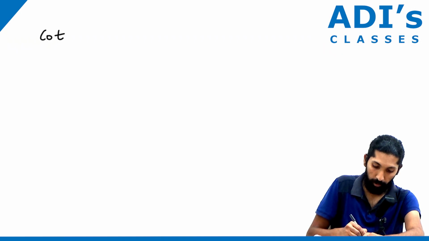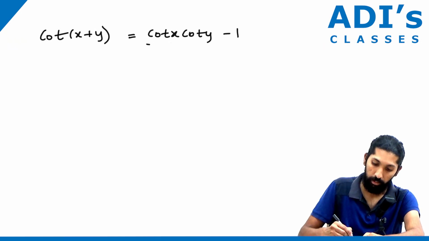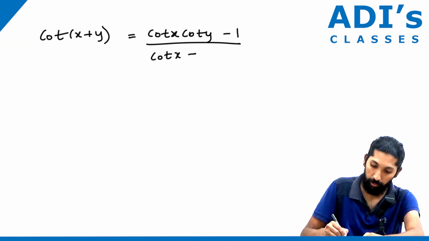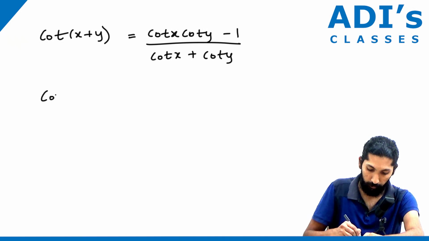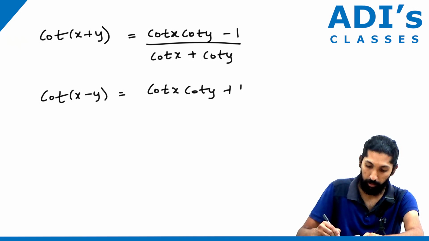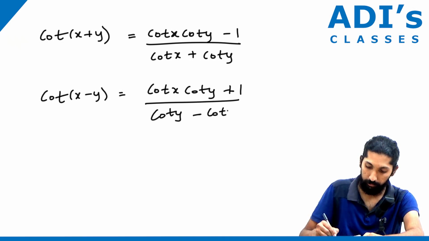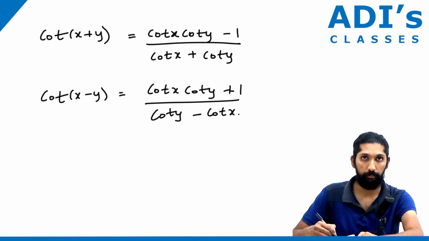All right. Now, for cot, when we have cot of x plus y, you get cot x into cot y minus 1 divided by cot x plus cot y. This is one formula. And when you have cot of x minus y, you get cot x into cot y plus 1 divided by cot y minus cot x. That's the second formula. So we have two formulas in cot.